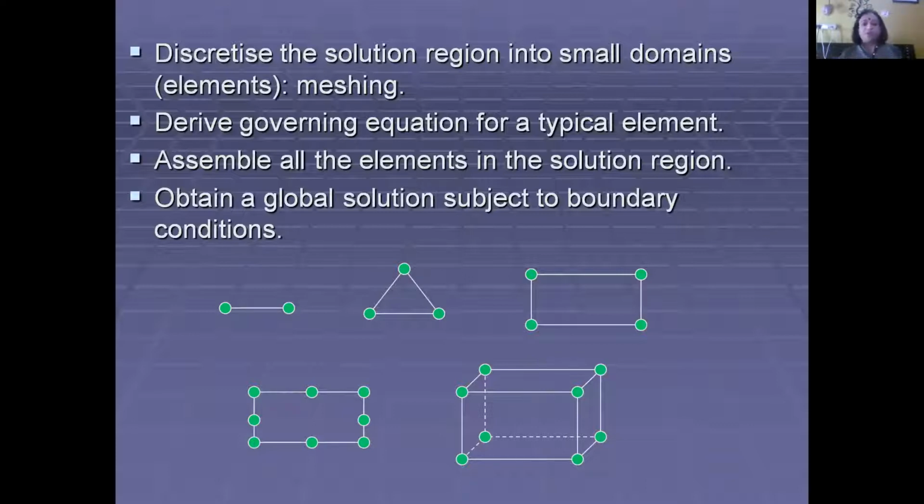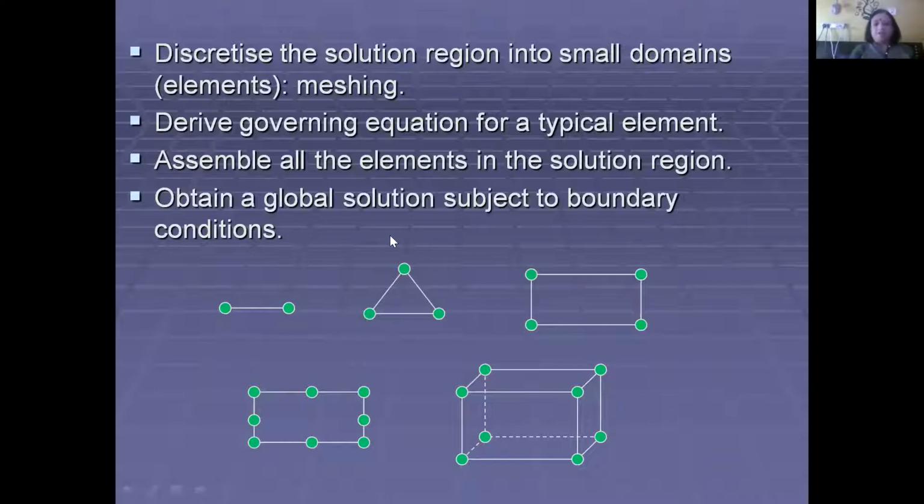So if you're working with a linear problem which has a variation, let's say only in X, you might be working with an element like this, a linear element. Each element is bounded by two nodes. So this is a linear two-noded element. It's a one-dimensional element. This is a two-dimensional element.